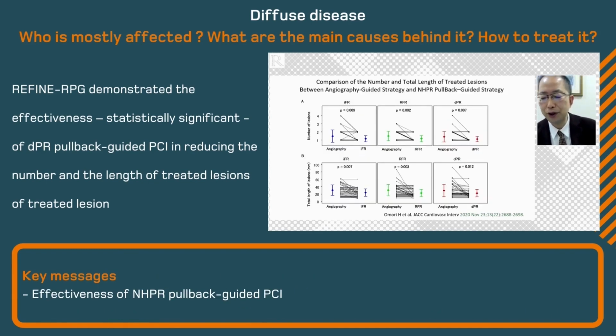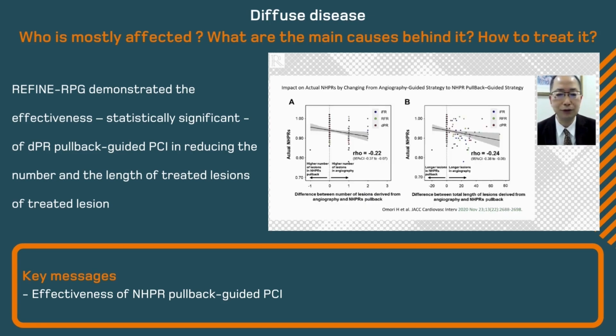Prediction of functional PCI results based on pre-procedural RFR and DPR pullbacks yields similar results to iFR in terms of PCI strategies. Compared with angiography-based PCI planning, pullback-guided PCI strategies with any of the three NHPRs reduce the number of stenoses and the total length of the treated lesion.